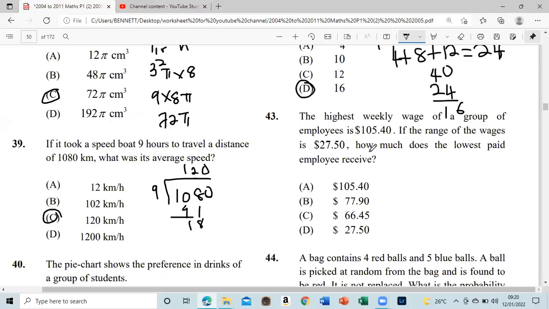I did this one on the other paper, so it's 105.4. Guys, just ensure you go back to the other video where I explained. All right, 750. And you got this. All right.